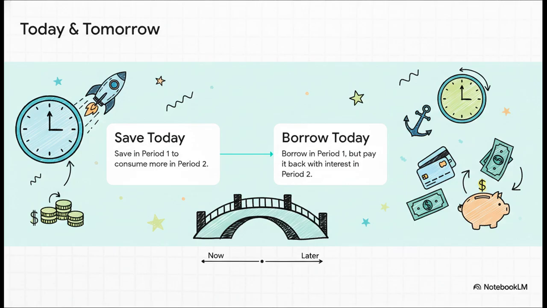So you can think of saving and borrowing as basically a time machine for your cash. Saving lets you ship your spending power into the future so you can enjoy more tomorrow. Borrowing lets you pull your future spending power into the present so you can enjoy more today. It is the bridge that connects your financial present and future.